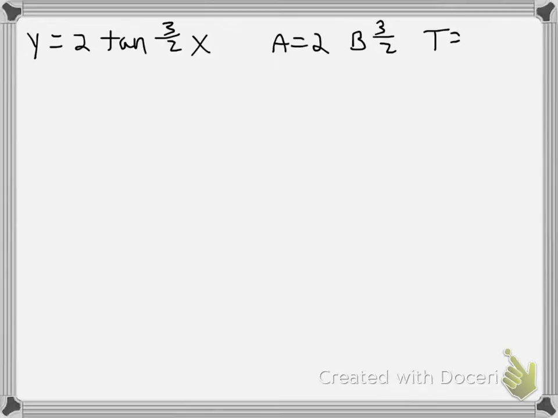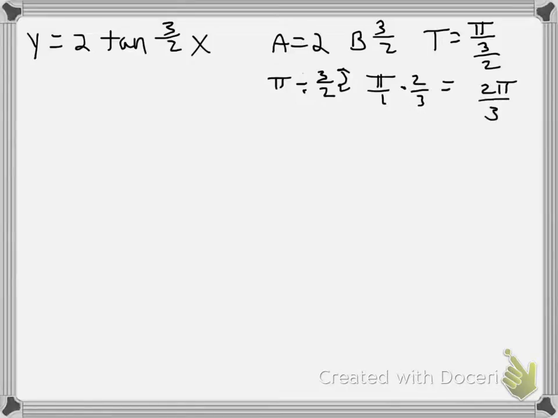Let's do y equals, for the heck of it, 2 tangent of 3/2 x. So a value is 2, b value is 3/2, period is pi over 3/2. So that's essentially saying pi divided by 3/2, meaning I flipped that fraction. Pi over 1 times 2/3, so my period is 2 pi over 3.